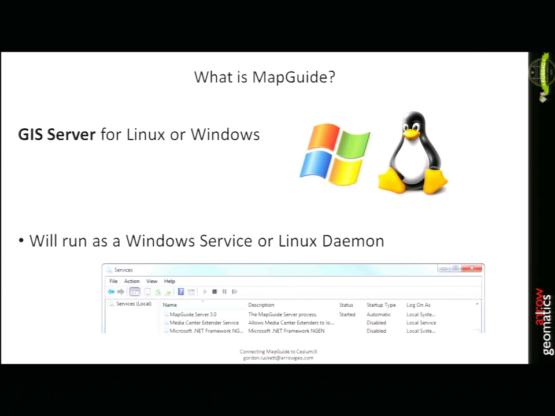So before you even go to install it, you go to the website, the OSGeo site, go to download, and you pick your flavor. It's basically Windows or Linux. So you probably have a server or a computer or some VPS somewhere that you need to start with.